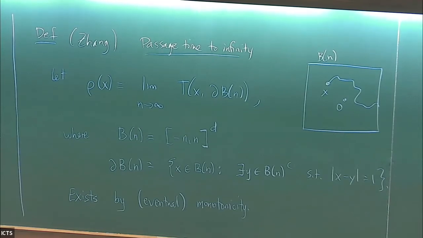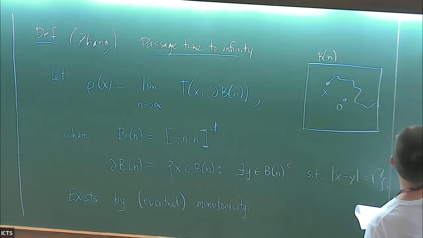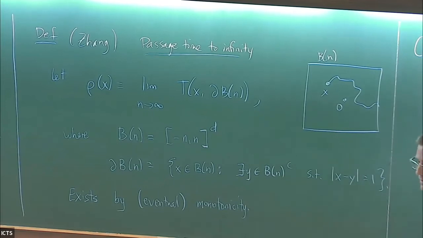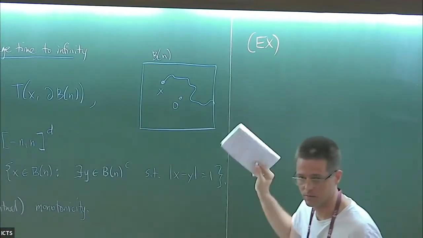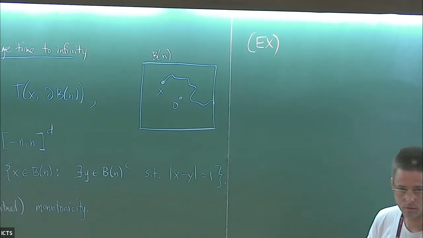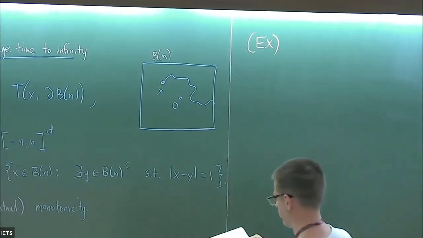Okay, so this is called the passage time to infinity. There is an alternative characterization, which is important, and I'll give it as an exercise. I'll write a lot of things like "check something" or "exercise." Some of these will appear on the problem sheet. I think this one does.